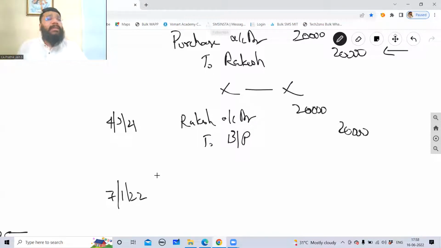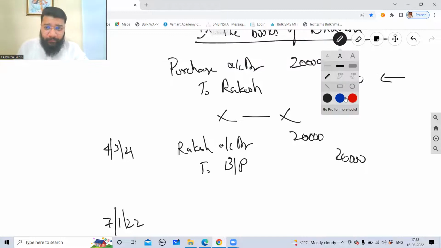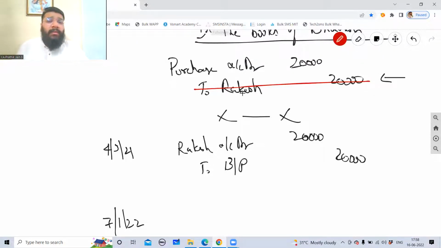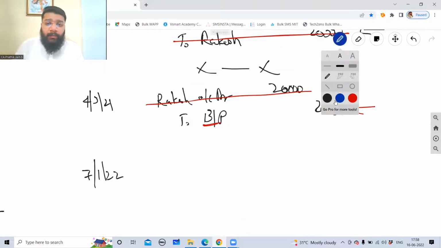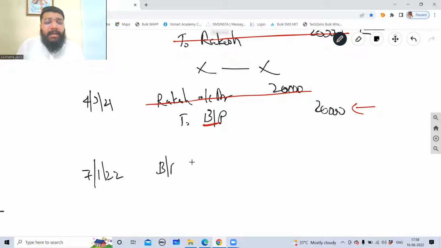7/1/22. What happens, guys? Please understand very carefully. Rakesh account debit, Rakesh account credit gone. Okay, Rakesh account is closed. But here on the date of maturity, the bills payable has lost its validity. So I need to reverse this bills payable. When I reverse a liability, I need to create an unsecured liability because the money is still not paid, boss. The money is yet to be paid. So first I will reverse this bills payable liability. So debit will be what? Bills payable is currently in credit. To close the bills payable, I need to give a debit.